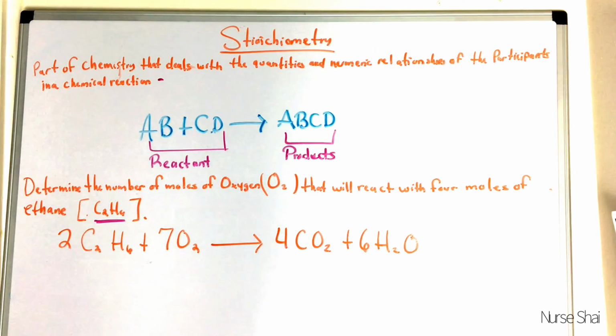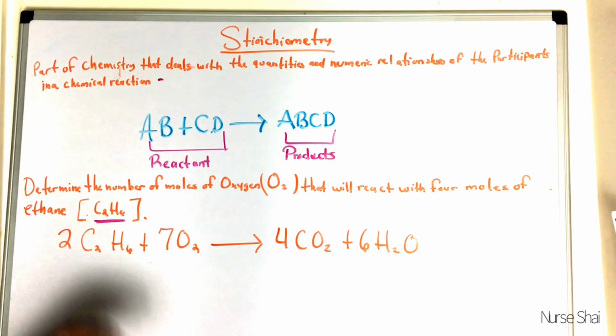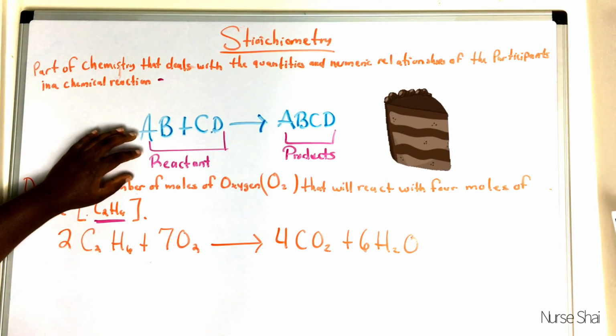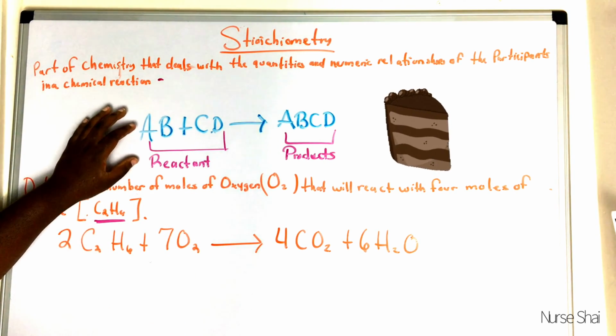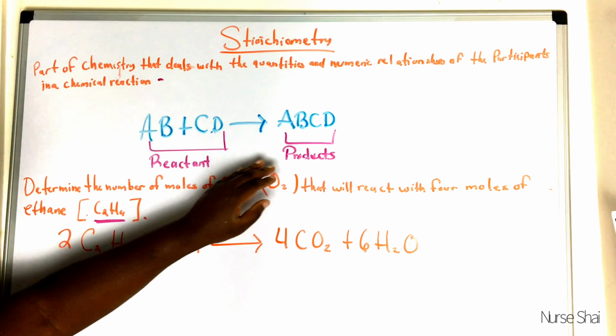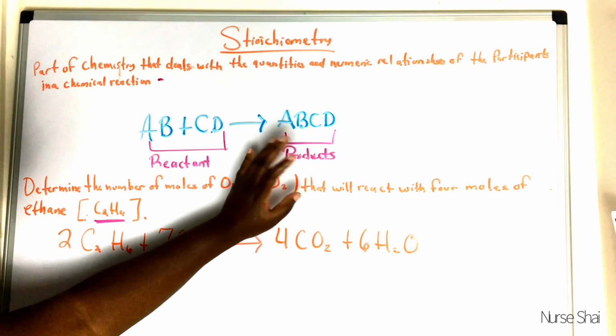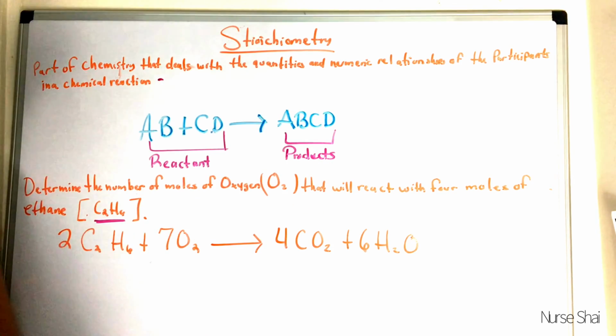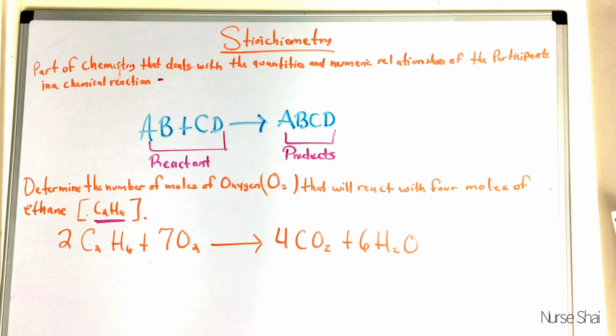Reactants are like ingredients. If you were cooking a chocolate cake, the reactants would be the ingredients: the flour, the eggs, the cocoa, the sugar. The product would be the chocolate cake itself. So with that being said, we'll talk about balancing equations next, but right now we're going to do this stoichiometry problem.